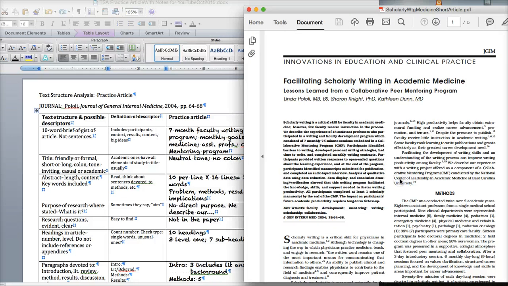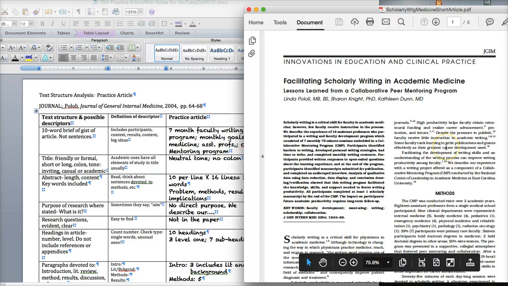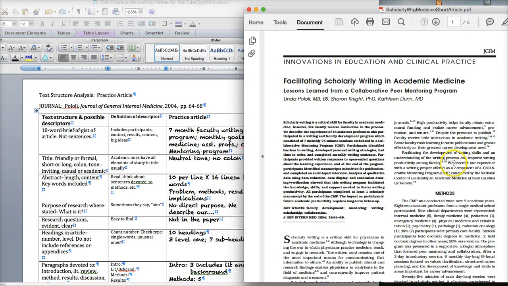Then I looked at the first few paragraphs and tried to figure out the tone of the article. Is it friendly? Is it formal? And the first thing I noticed was this word "we." And so, oops, I'm on the wrong one.